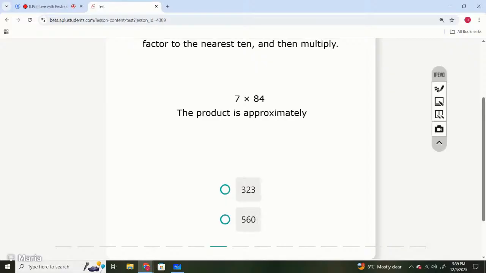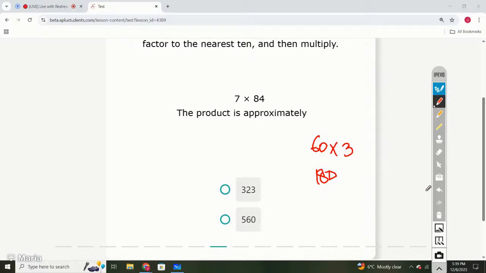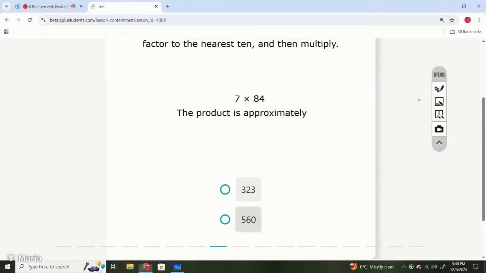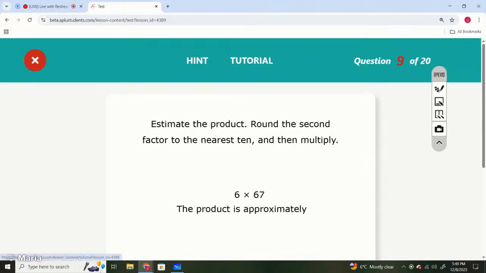7 times 84, which is the correct option? That is 80 times 7. So 7 times 8 is 56. So that is 560. Option number 2 is the correct option. Okay, you can complete the lesson by yourself later today.